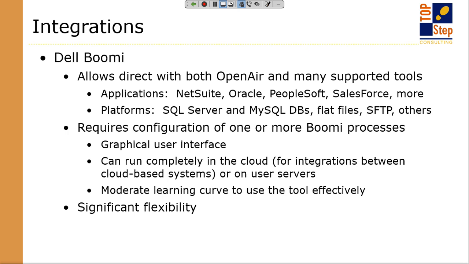And so if you have systems that Boomi has created connectors for, this is a fantastic solution in that you can just simply say, I want to connect from OpenAir to Salesforce, and they have connectors for both. You perform some mapping in the middle, and you're on your way. The list of applications that they have connectors for is pretty significant and getting more significant by the day. They've built, as I listed here, NetSuite, Oracle, PeopleSoft, Salesforce.